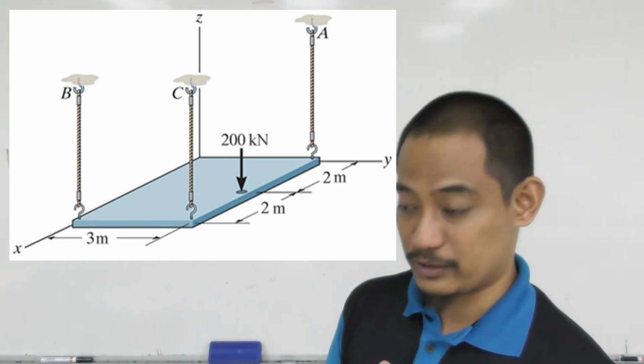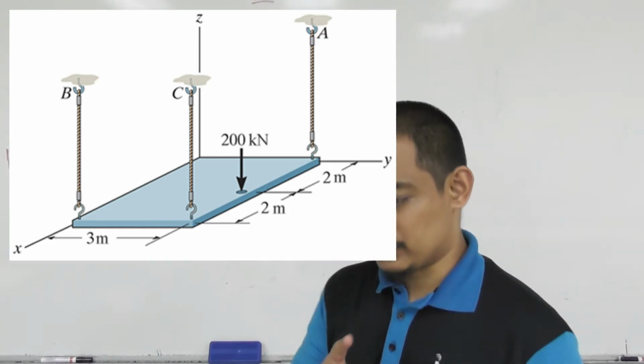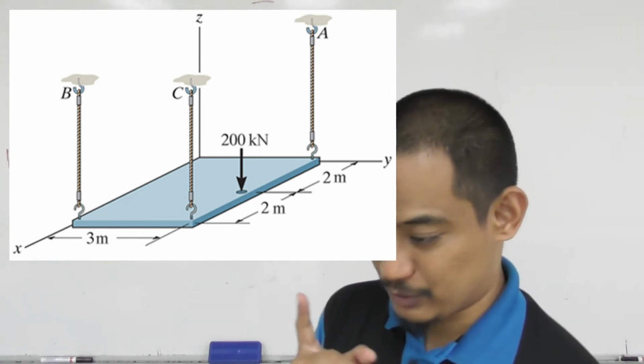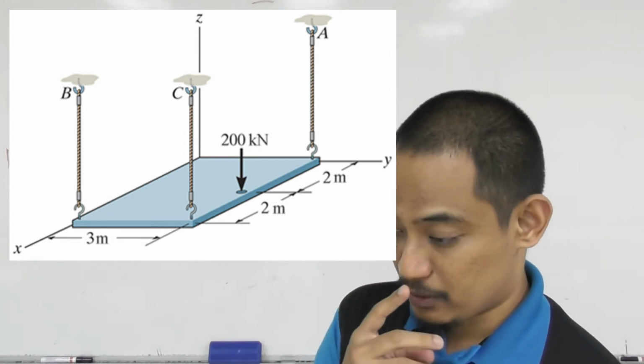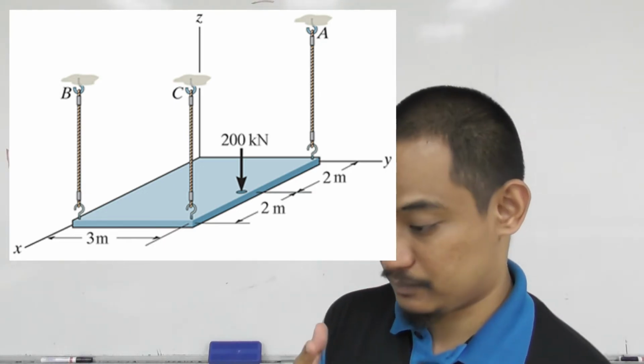Alright, so let's go and solve this problem. Now, for this one, actually there's only 3 unknown, as you can see there, right? 3 unknown. However, you have 6 equations, right?